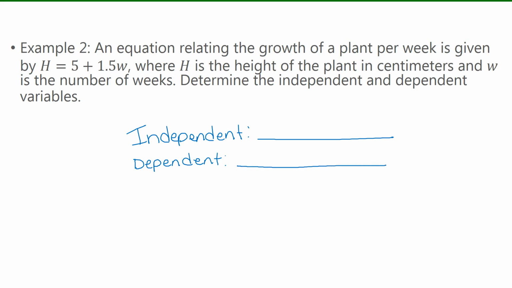So our two variables we have here are the growth of the plant, so the height of the plant, and the number of weeks. So what is being measured here? The height of the plant is being measured, and the independent variable is the number of weeks. So the height of the plant depends on the number of weeks it's been growing.